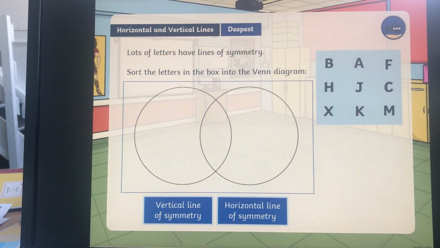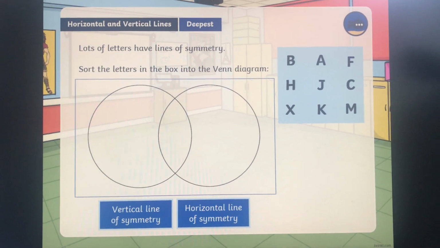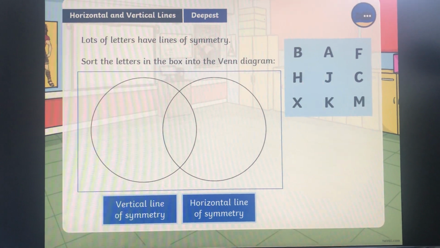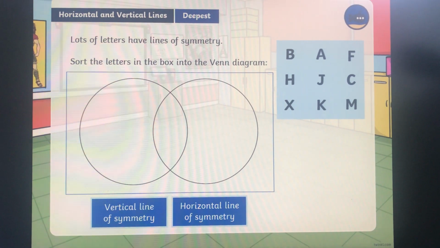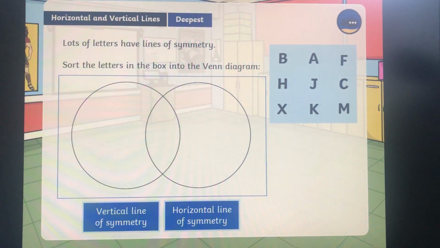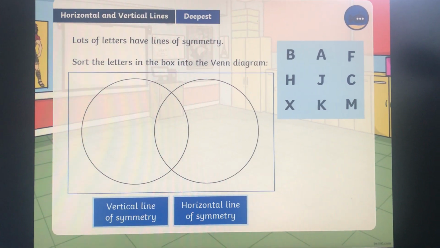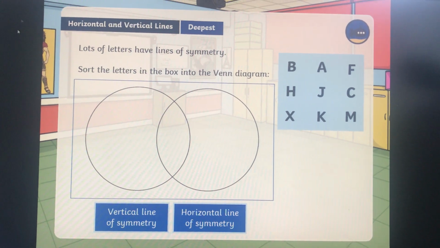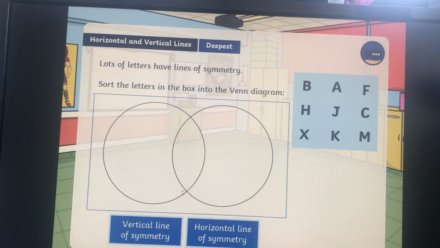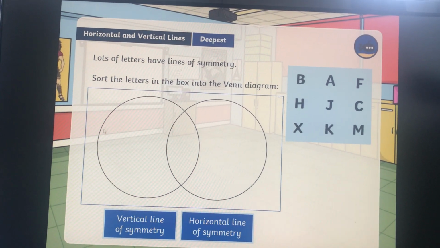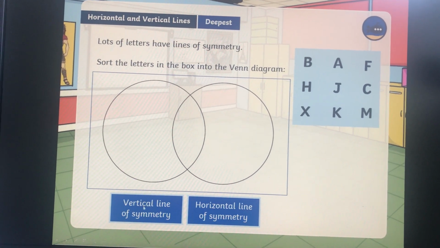This is an activity to do with lines of symmetry and letters, and you might recognise this diagram here that's shown by these two circles that overlap each other. This is called a Venn diagram, and it's a way of sorting information so that we can see it very clearly.